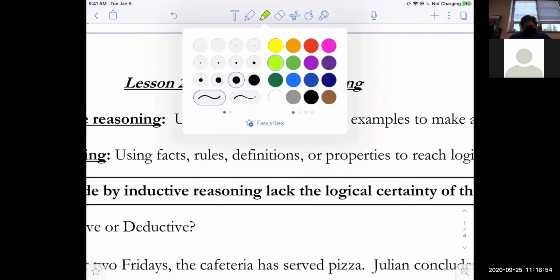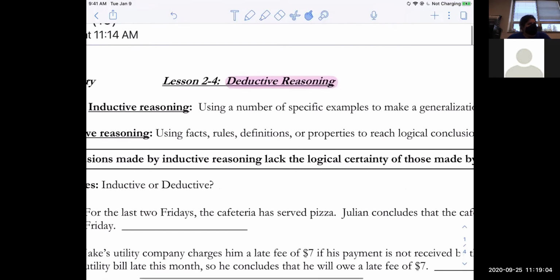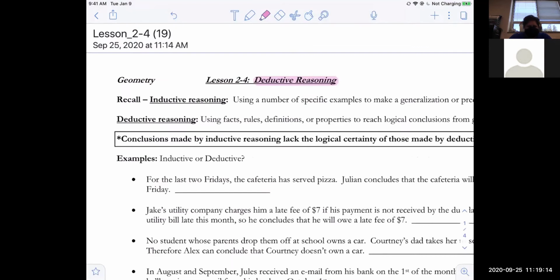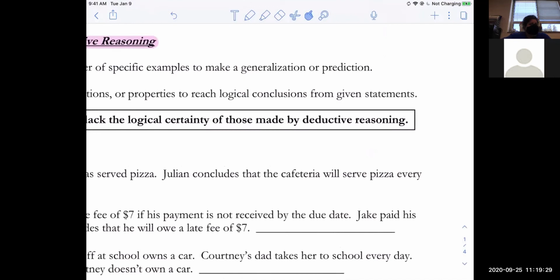Deductive reasoning is actually what you're used to thinking of as math. Deductive reasoning is following rules, properties, definitions, facts to go from one step to the next, logically going step by step. Inductive reasoning was what we did before, and deductive is what we're going to talk about in this whole lesson. The definition for deductive: using facts, rules, definitions of properties to reach logical conclusions from given statements.